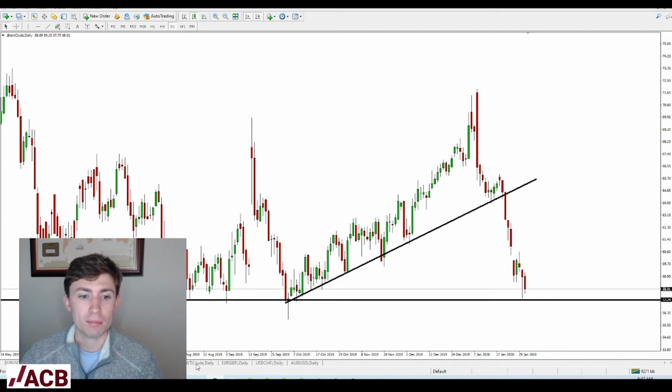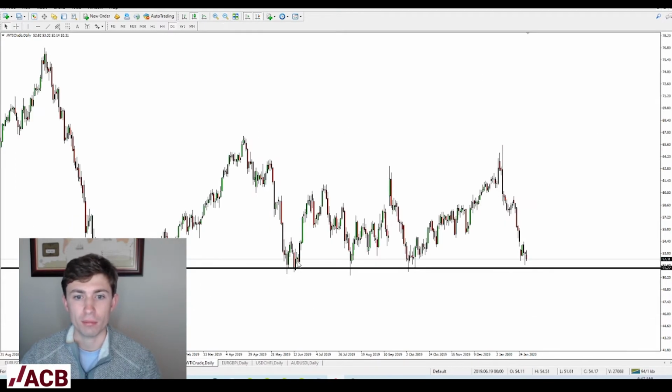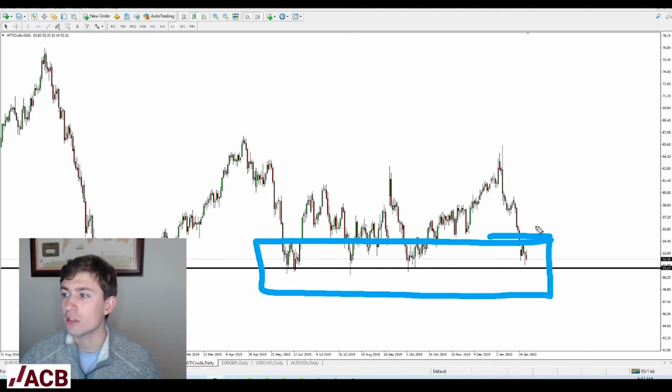Next up would be WTI crude, really the same concept. Don't want to kind of repeat myself there, but you do have this similar structure in terms of potential demand zone that could lead to some buy pressure in that general zone.